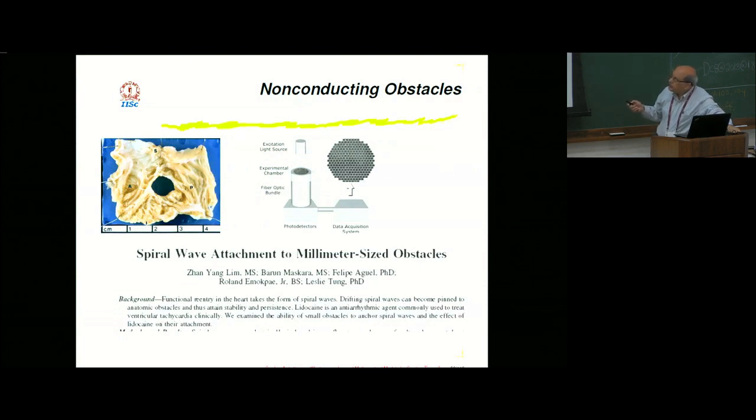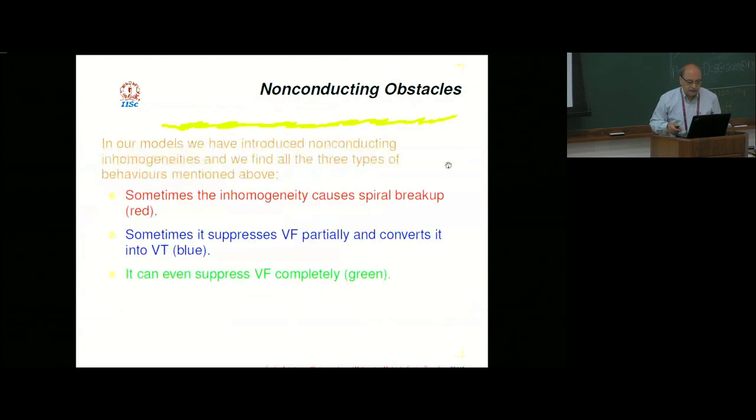Or you can do it in vitro, where you lay down cardiac myocytes and put as many obstacles as you want of any type. So we, of course, can introduce obstacles in our simulations. And indeed, we find that sometimes the inhomogeneity can cause spiral breakup. Sometimes it suppresses it. It can even suppress it completely. The red, blue, and green is a color code.